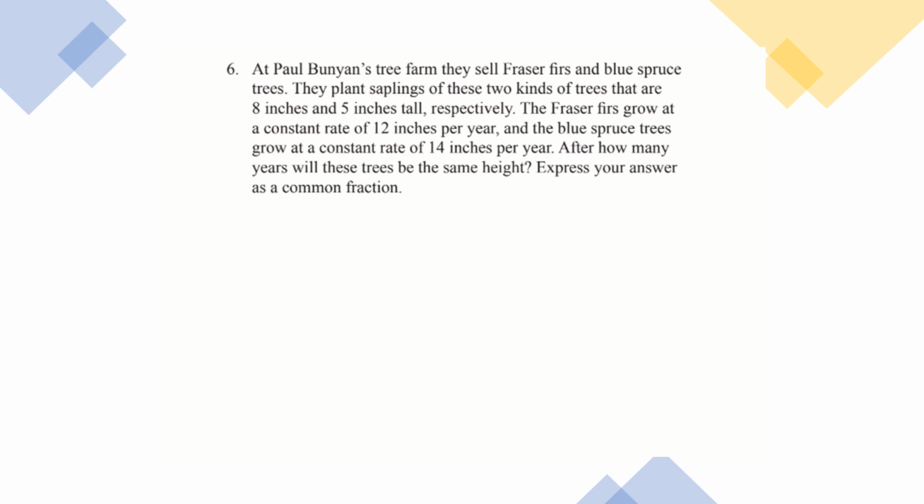Alright, so let's take a look. So the saplings are initially 8 inches and then 5 inches tall. The blue spruce trees are the shorter one, they're 5 inches, but they grow faster, so they should be able to catch up. So if we have the Fraser firs starting at 8 inches and the blue spruce trees starting at 5 inches, well, the difference between the two is going to be 3 inches, because that's 8 minus 5.